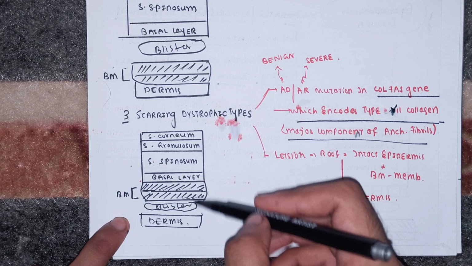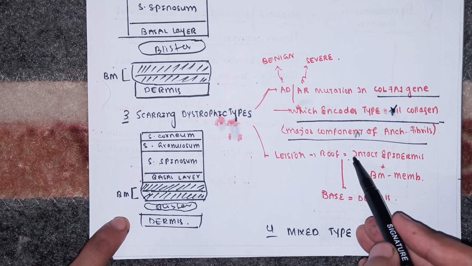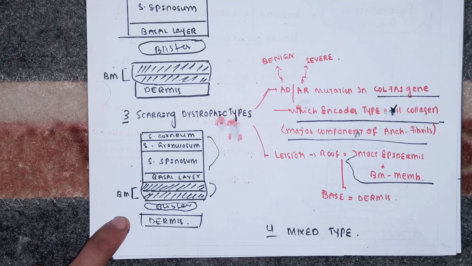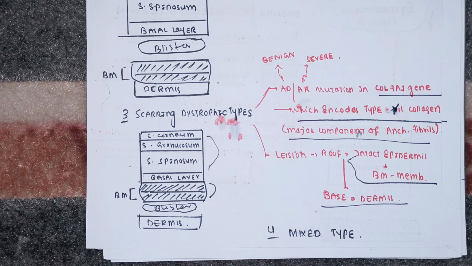And can you see what is in the roof of the lesion? There is intact epidermis and basement membrane. And what is in the base of the lesion? What is in the base of this blister? Dermis. Okay. Yeah, this is about the scarring dystrophic type, right?